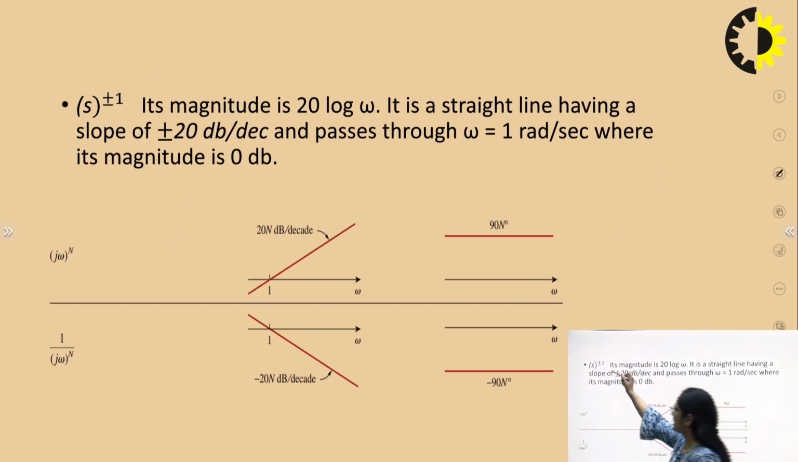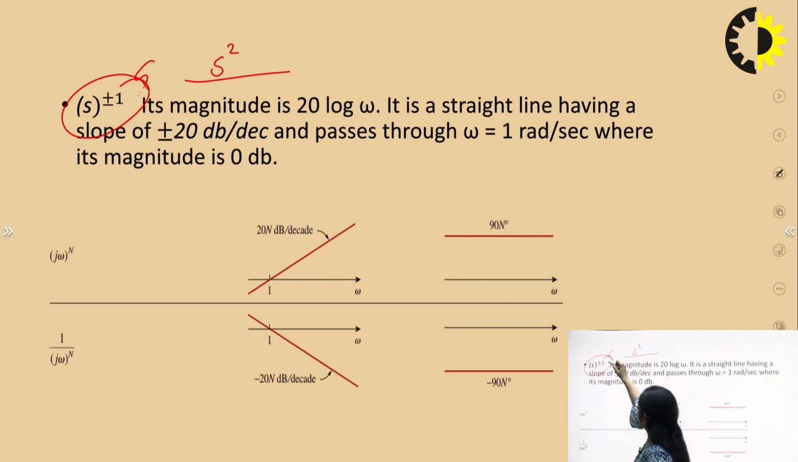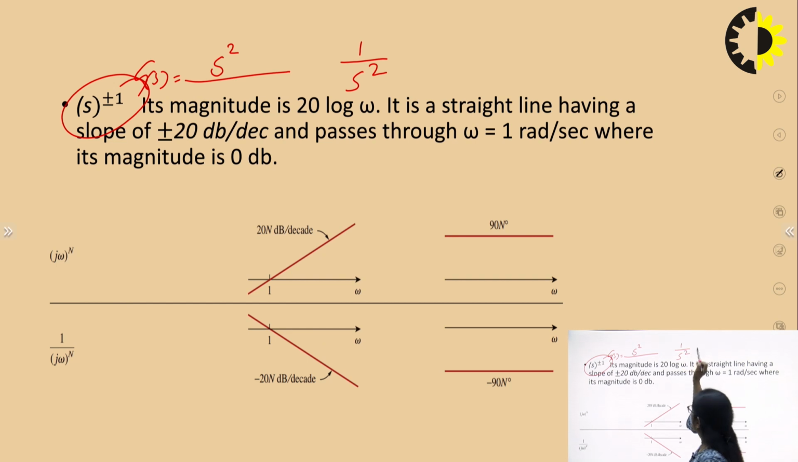Now the system may have a pole or a zero at the origin or both. If we have a function G(s) equal to s squared in the numerator, it means that there are 2 zeros at the origin. Or if you have a function 1/s squared, that means this transfer function is having 2 poles at the origin.